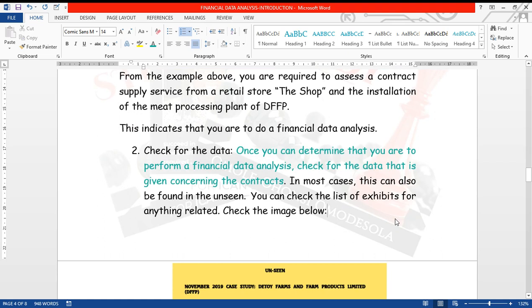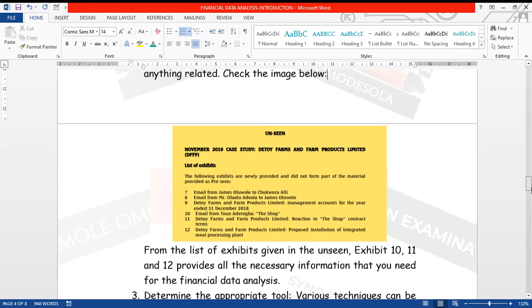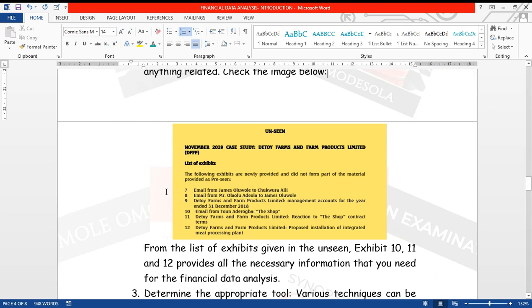In most cases, this can also be found in the unseen. The exhibit will usually be in your unseen. Check the list of exhibits as well for anything related. Now, check the image below. For instance, they told us Exhibit 10, and you can see an email from the shop, the contract supply service from the shop. Exhibit 11 was the reaction to the shop contract terms. And the last, Exhibit 12, was the proposed installation of an integrated meat processing plant.